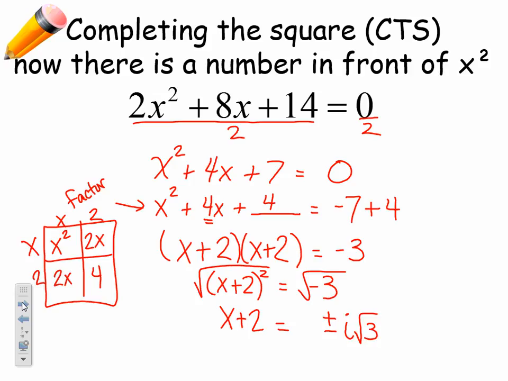And now when I bring my 2 over, when I subtract it, it's x equals negative 2 plus or minus i square root of 3. Here are my final 2 solutions using the process called completing the square. So we'll work more on this over the next couple days, but hopefully you get the basic idea. Thanks.